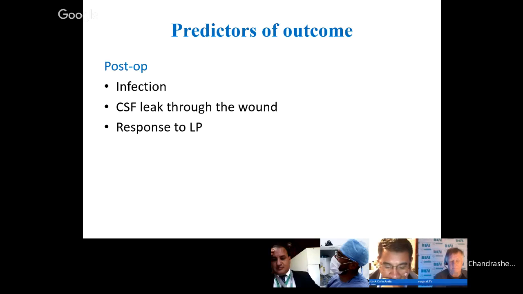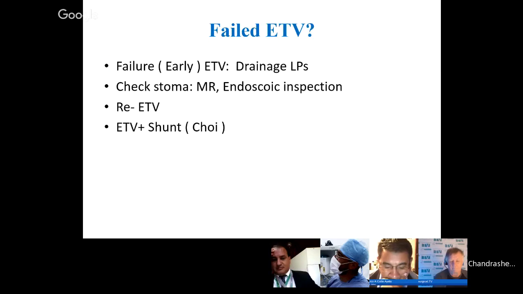Response to lumbar puncture has been found to be a good predictor. When do you say that the ETV has failed? I think early ETV after drainage LPs for 3 to 5 days, if things have still not worked, you should be checking the stoma. If the stoma is open, you have to go for a shunt. If the stoma is closed, you might try a re-ETV at least once.